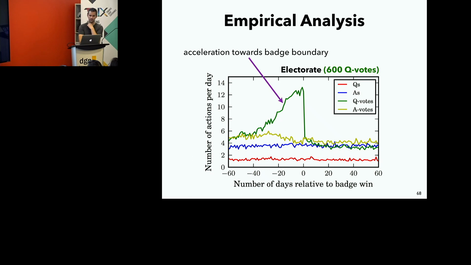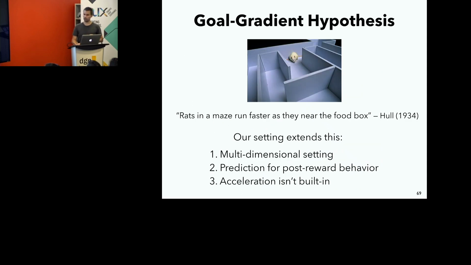And also there's this acceleration towards the badge boundary. It's not like a step function. It's not like one day you decide to just go for it on this badge and do 20 actions a day until you get it. You get more and more pulled towards the badge boundary as you get closer and closer to it.